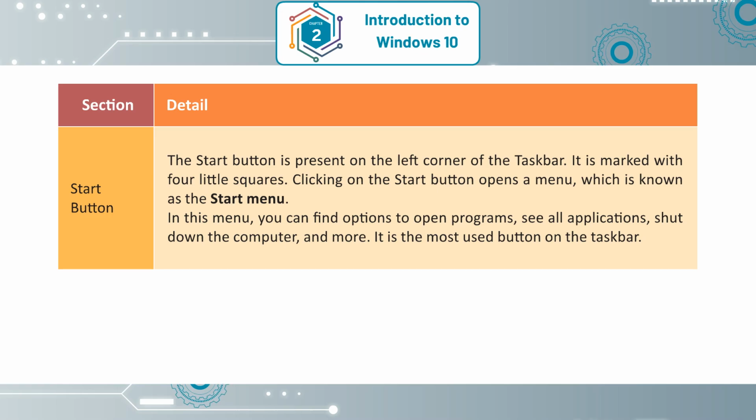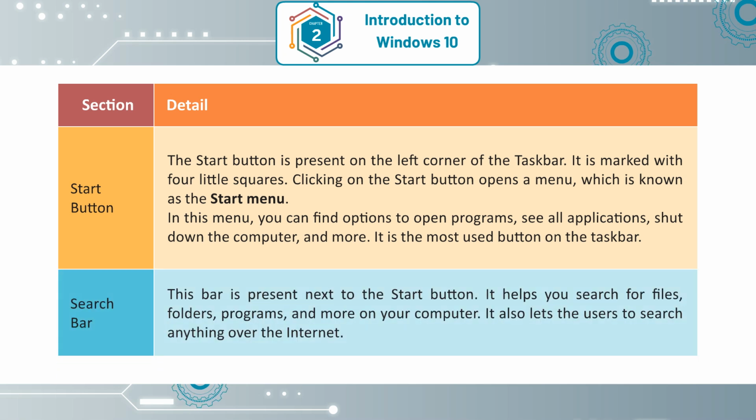Clicking on the Start button opens a menu, which is known as the Start menu. In this menu, you can find options to open programs, see all applications, shut down the computer. It is the most used button on the taskbar. Search bar. This bar is present next to the Start button. It helps you search for files, folders, programs, and more on your computer.